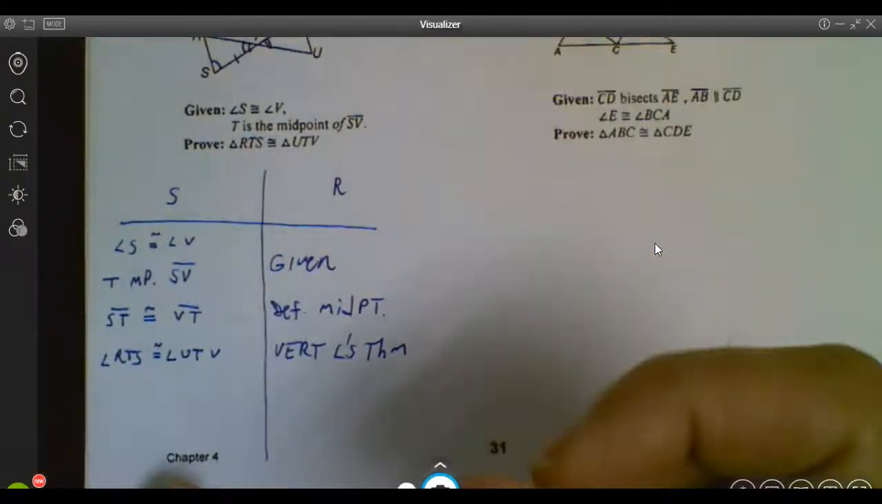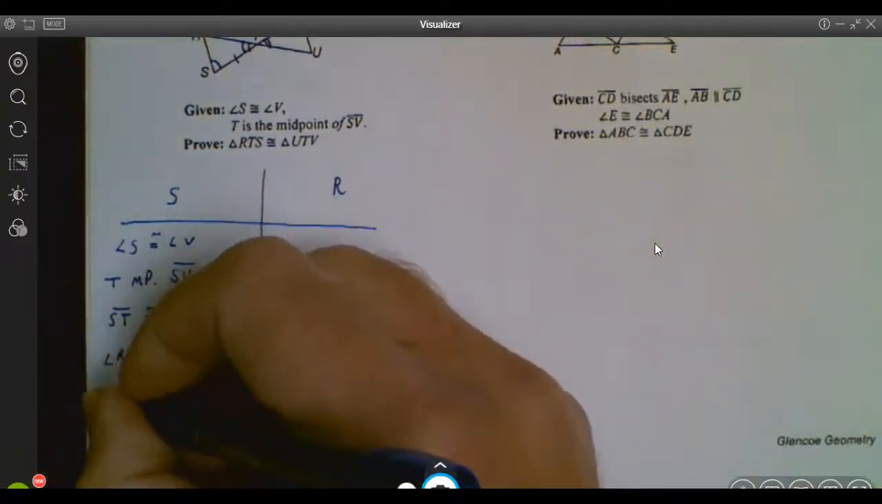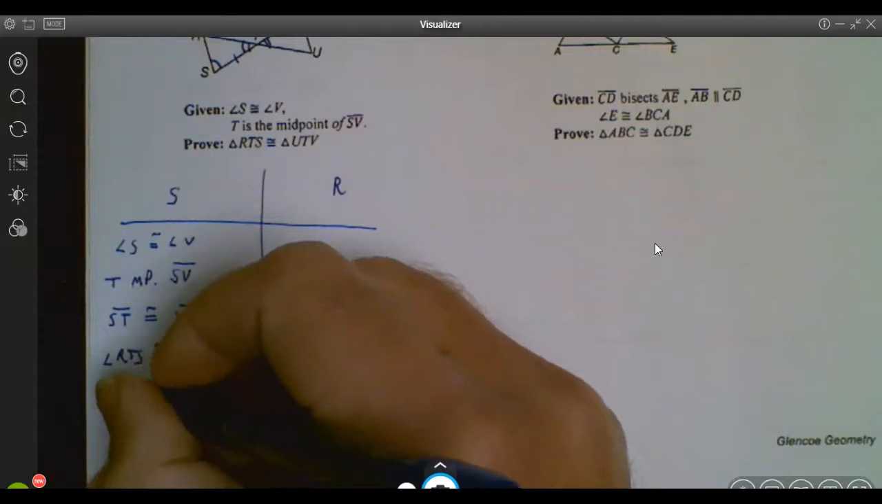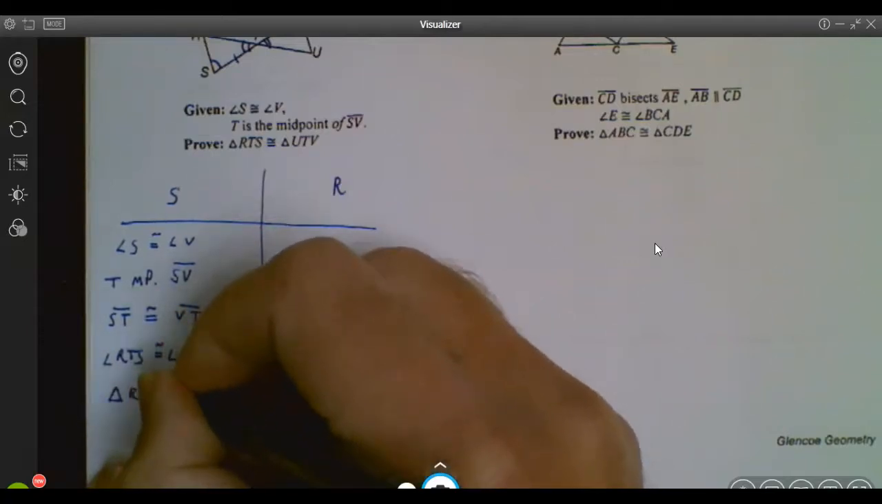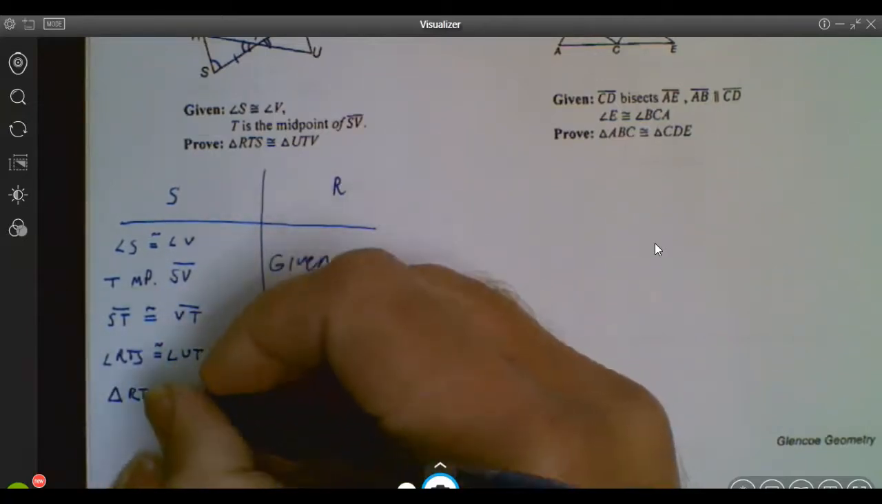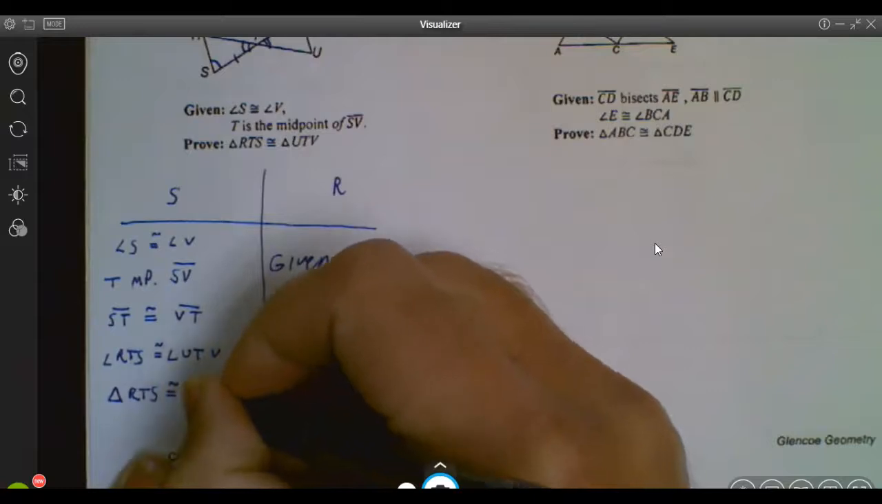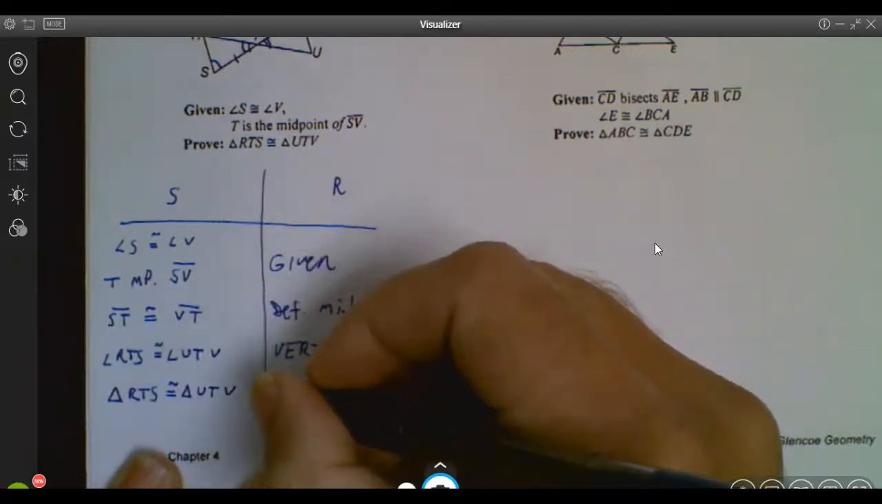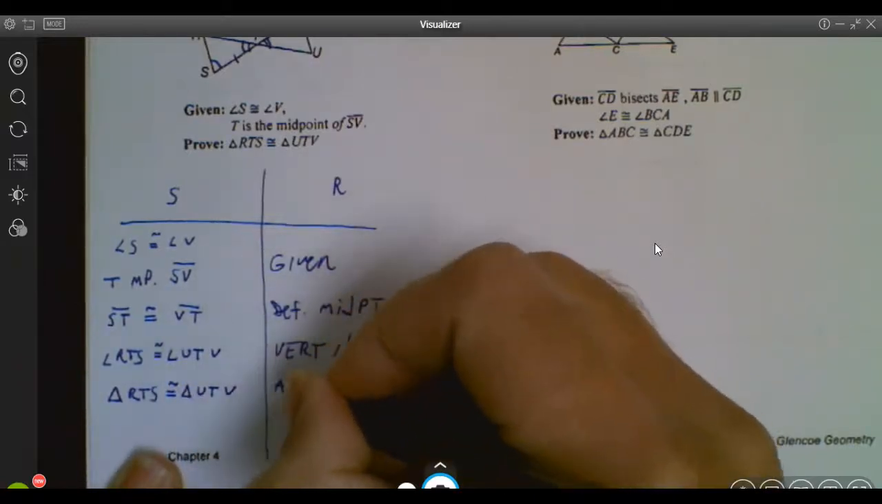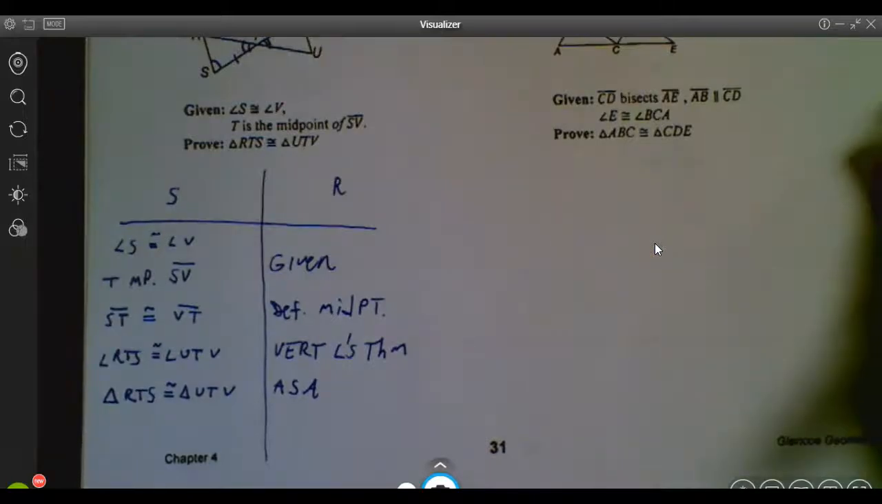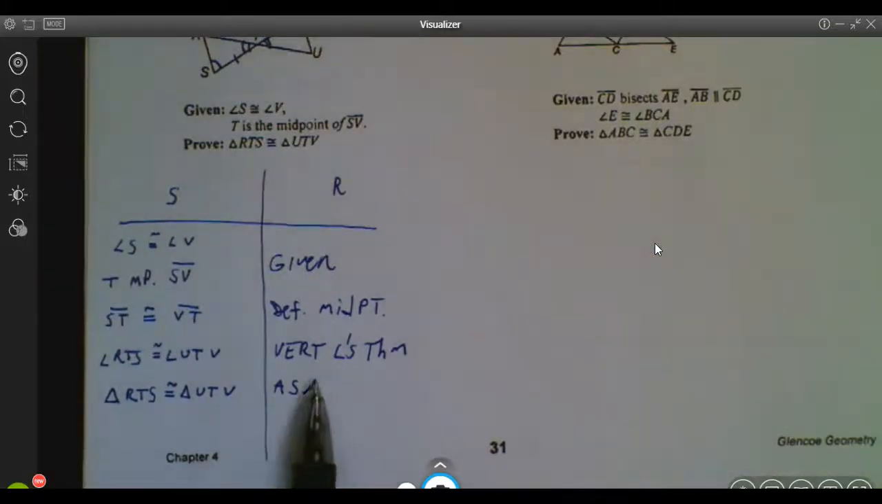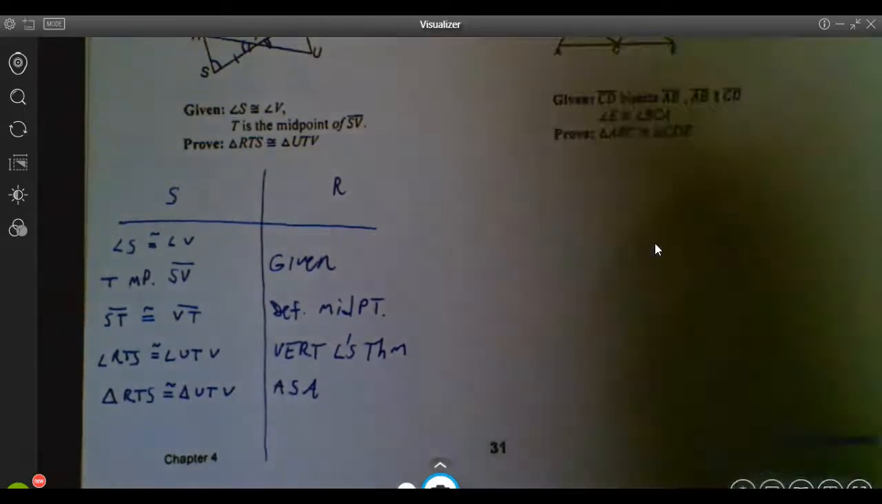So triangle RTS is congruent to triangle UTV. And we just saw that that was based on angle, side, angle. And that's it. So not a lot of new information in these proofs other than this guy right here. The other things you're going to be doing are all old stuff, right?